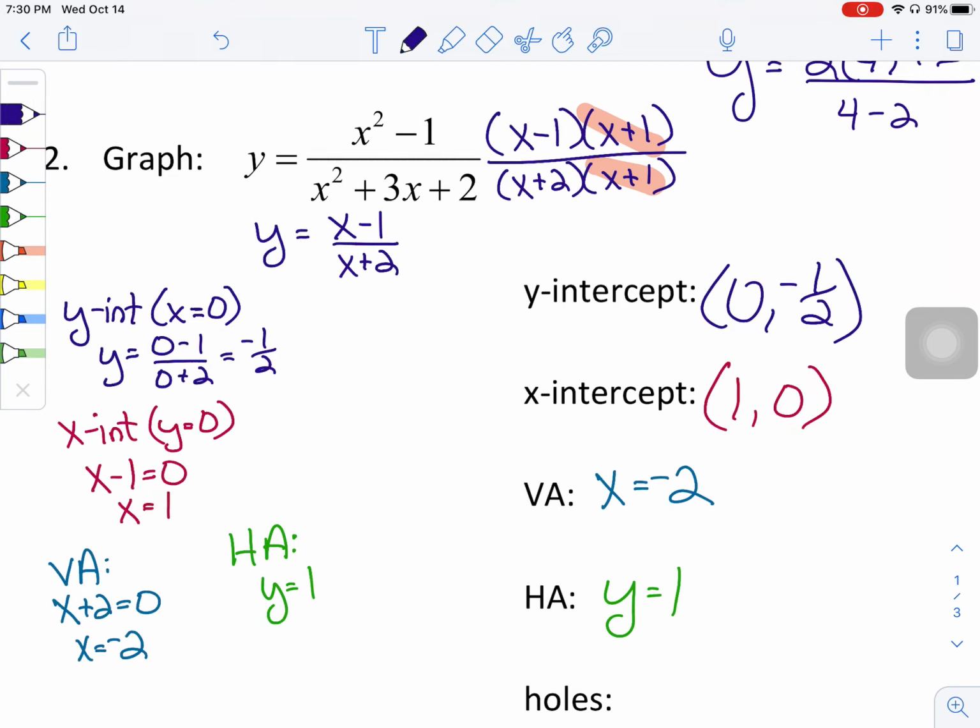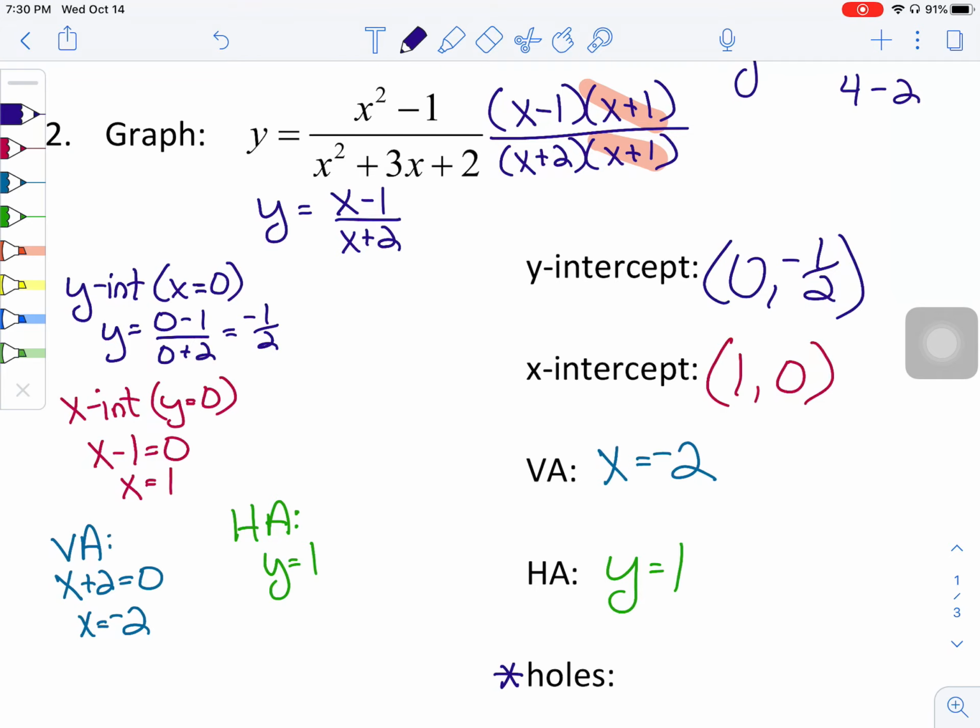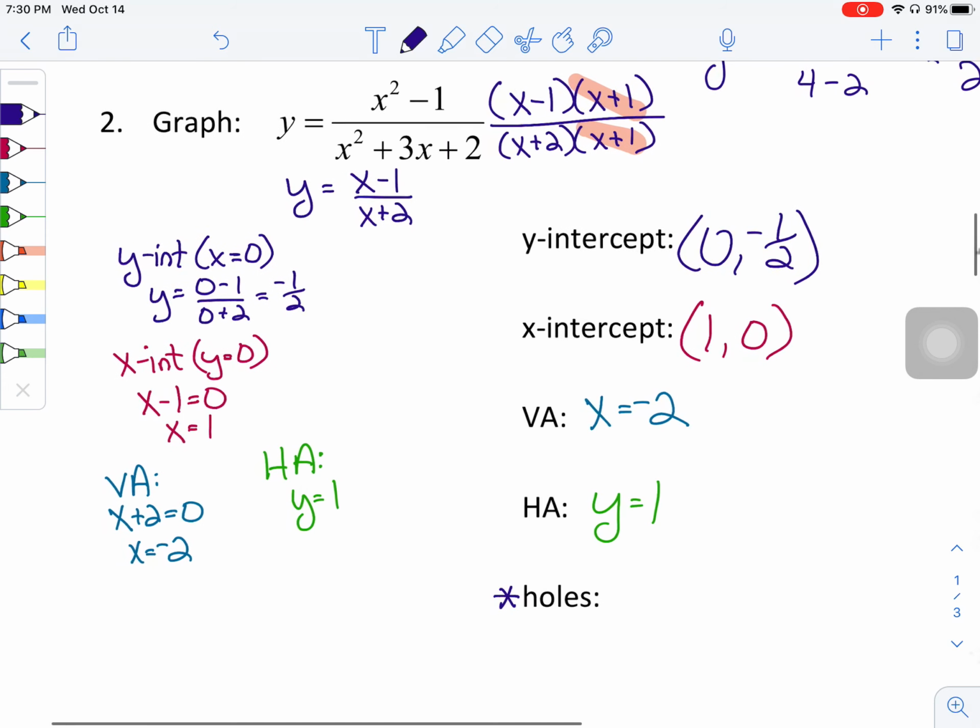There's something else going on with this problem, though. And the something else for this one is the hole. We actually do have a discontinuity in this problem. The reason we have a discontinuity is because we canceled out a factor. So you have to do this in two parts.